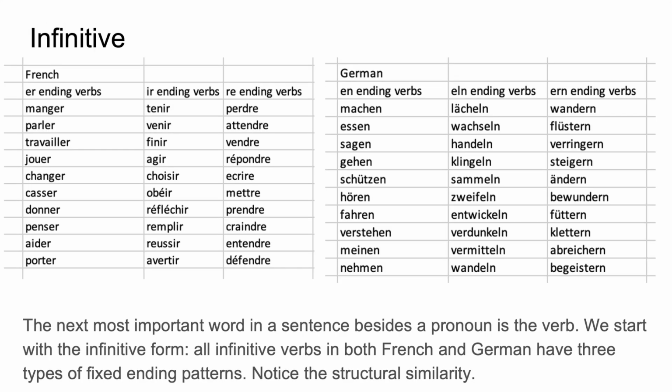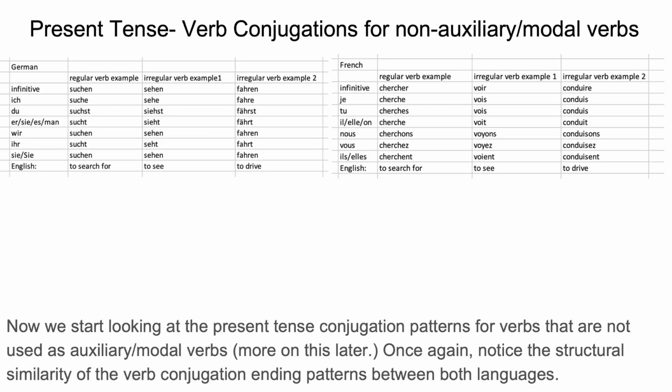The next most important word in a sentence besides a pronoun is the verb. We start with the infinitive form. All infinitive verbs in both French and German have 3 types of fixed ending patterns. Notice the structural similarity. Now we start looking at the present tense conjugation patterns for verbs that are not used as auxiliary/modal verbs. More on this later. Once again, notice the structural similarity of the verb conjugation ending patterns between both languages.